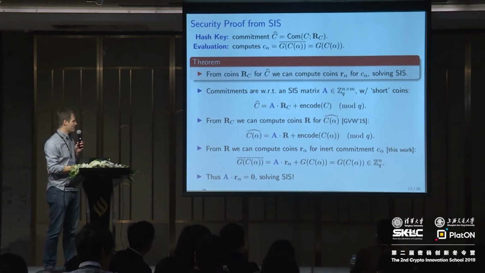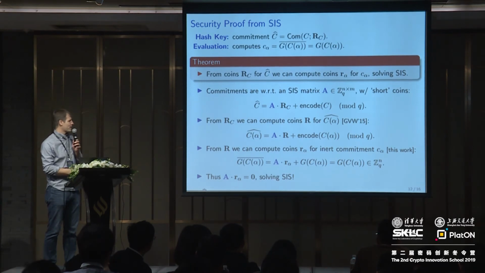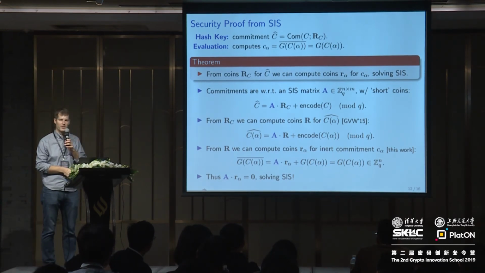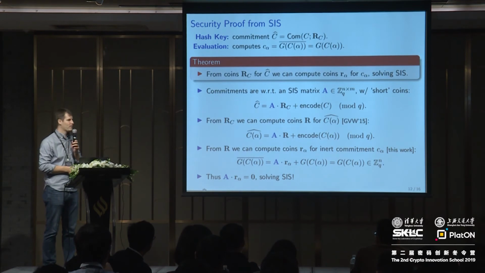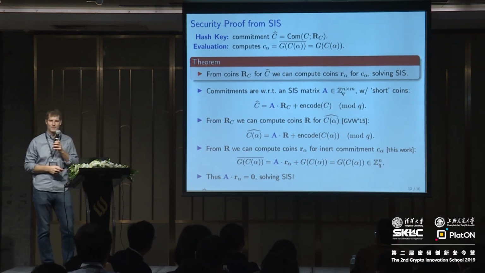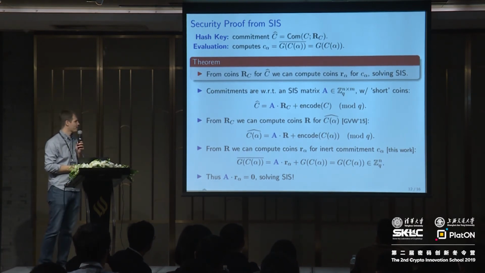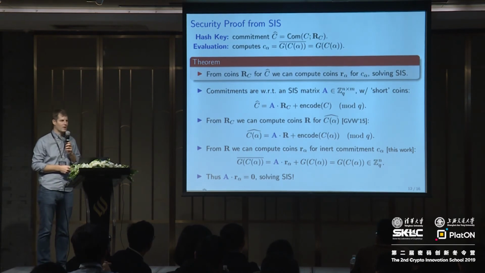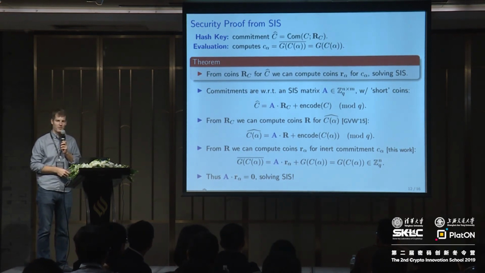It's at the very end. Does this really solve SIS? If A times R alpha equals 0, does it really solve SIS? Well, to solve SIS, you need a short solution, which this is, but it has to be non-zero, yes.